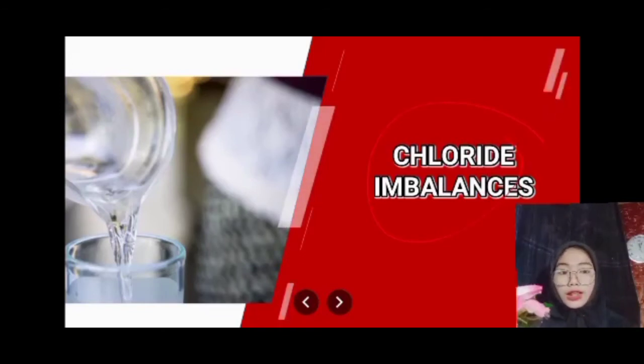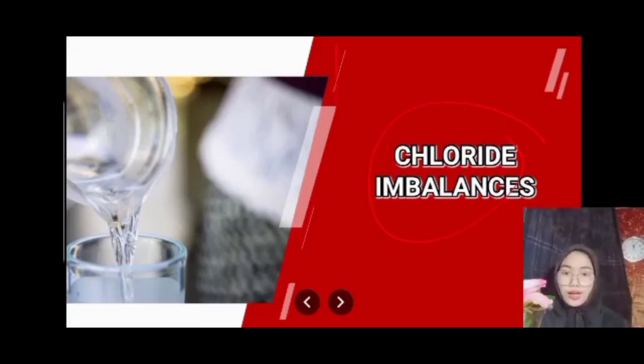I'm going to explain about the chloride imbalances. Hypochloremia is an electrolyte imbalance that occurs when there's a low amount of chloride in our body. Chloride is an electrolyte. It functions with other electrolytes in our system, such as sodium and potassium, to regulate the amount of fluid and the pH balance in our body.